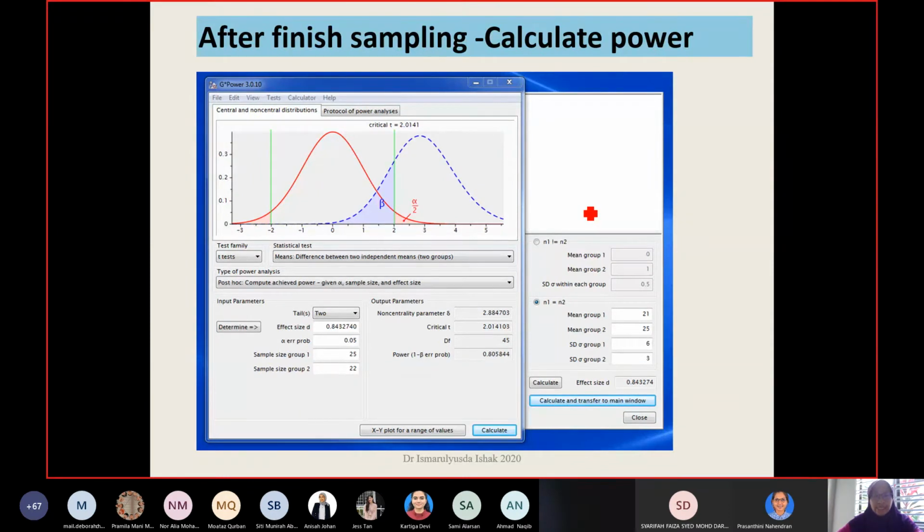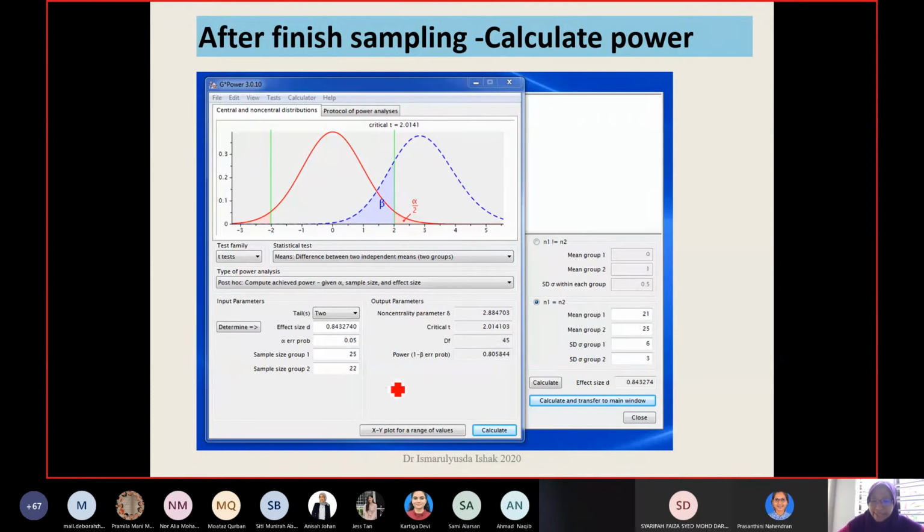Actually, after you have finished calculating samples, for example, in your proposal you say that you need 100 samples. So you do your study and collect 100 samples. And then suddenly your supervisor says, this is not enough, 100. I want you to collect more, 150. You have to go and collect another set of samples. Actually, you already have 100 samples.